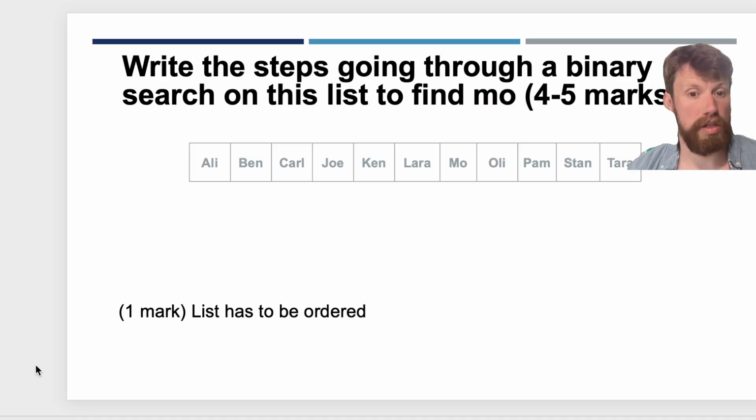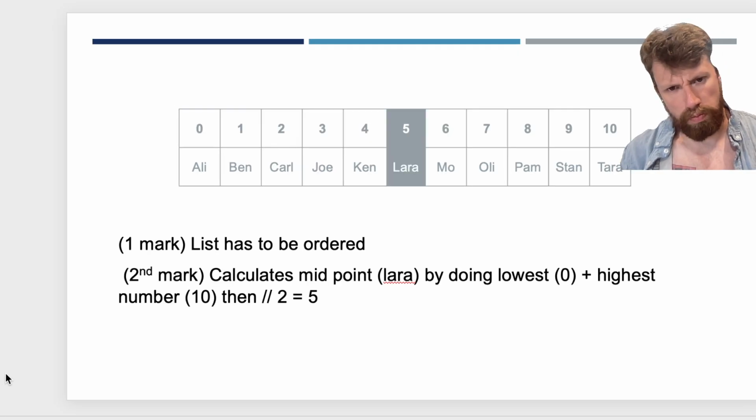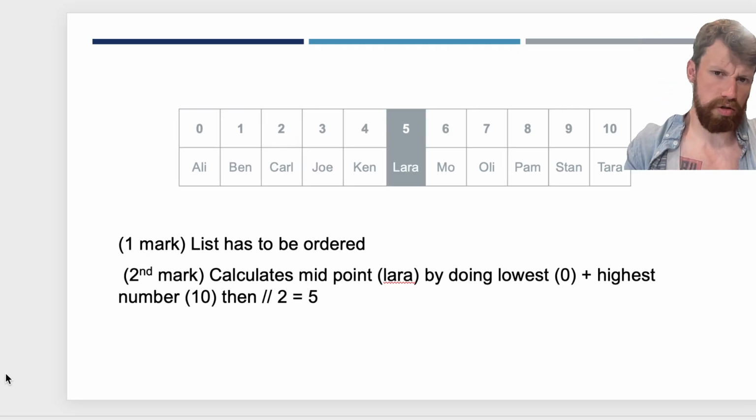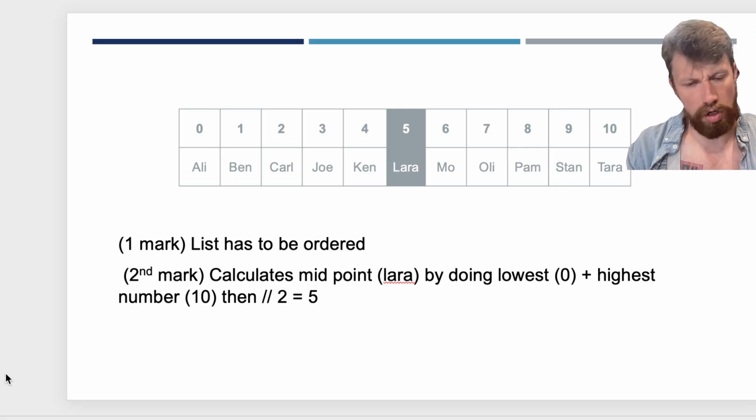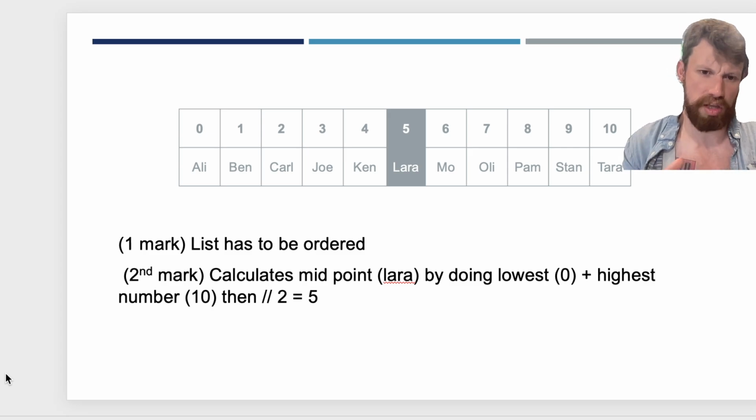The first mark is going to be list has to be ordered. The second mark is all to do with the midpoint. So what we do is we do the lowest position plus the highest position, div 2, which gives us an integer. Later on, when we're actually doing the coding, you'll see that the lowest point and the highest point are constantly changing, which allows the midpoint to change. But we'll look at that later.